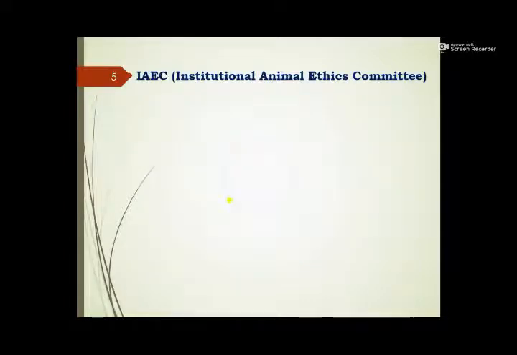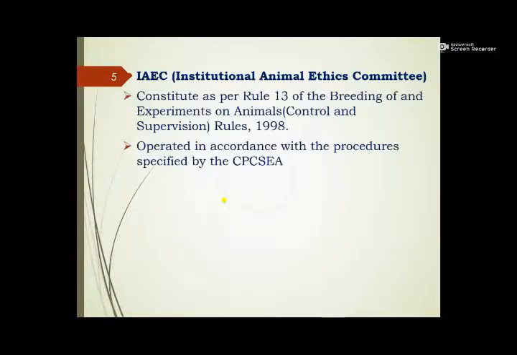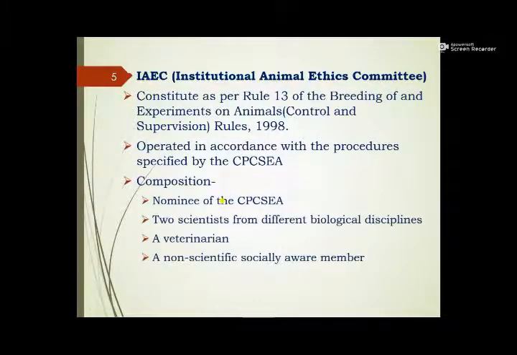Then another committee is there, that is the IAEC, Institutional Animal Ethics Committee. This committee is formed in the individual institute or organization where animal experiments are carried out. This committee is constituted as per Rule 13 of the Breeding of and Experiments on Animals Rules 1998, and it operates in accordance with the procedure specified by the CPCSEA.